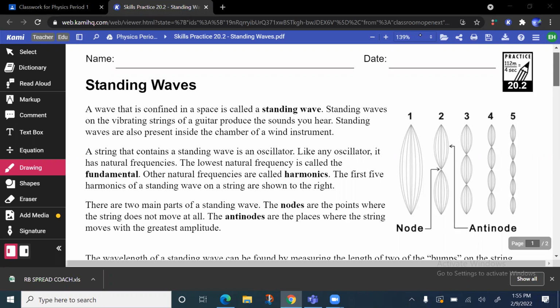A wave that is in a confined space is called a standing wave. Standing waves on the vibrating strings of a guitar produce the sound you hear. Standing waves are also present inside the chamber of wind instruments. A string that contains a standing wave is an oscillator. Like an oscillator, it has natural frequencies. The lowest natural frequency is called the fundamental, or the first harmonic frequency. The other natural frequencies are called harmonics.